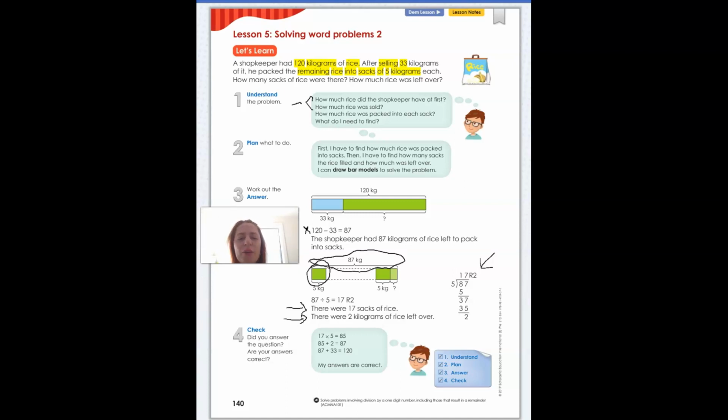So anyway, we're checking. Remember, we have to go backwards. So we've got 17 times 5. That's checking off 87 divided by 5. 17 times 5 is 85. Great. 85 plus 2, add on that 2 kilos. We've got 87. Sweet, we're back into that 87 realm here. And then 87 plus 33 gets us to our 120. We are amazing.